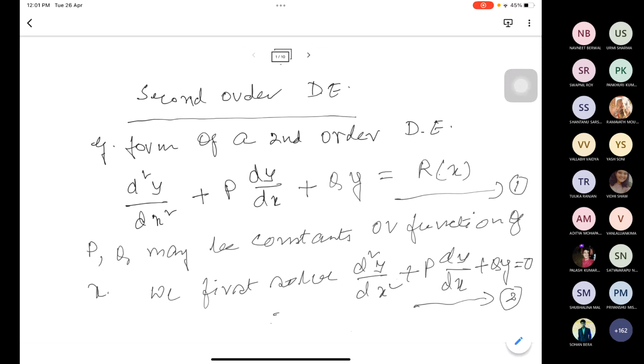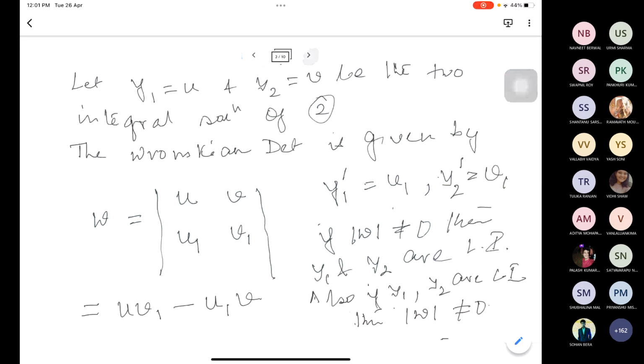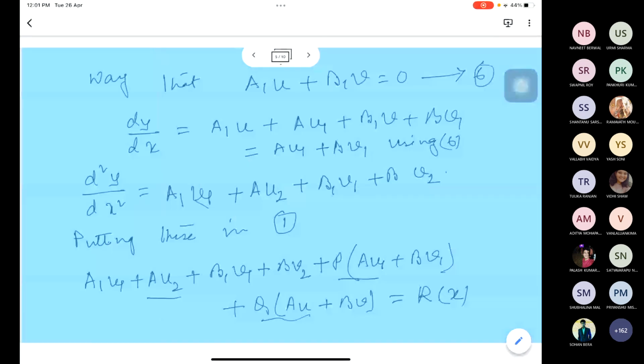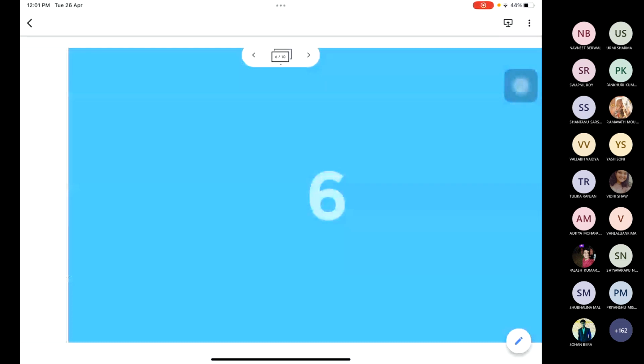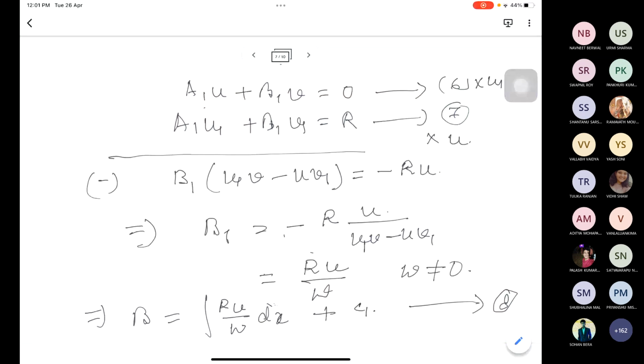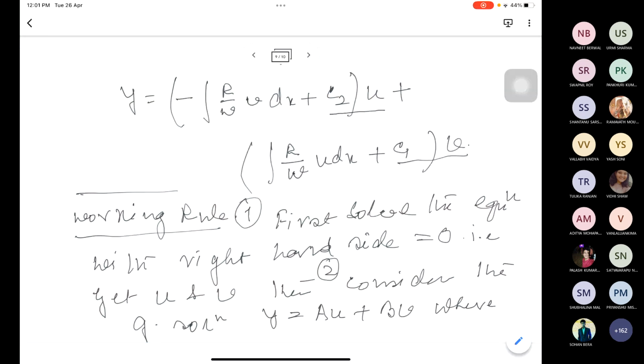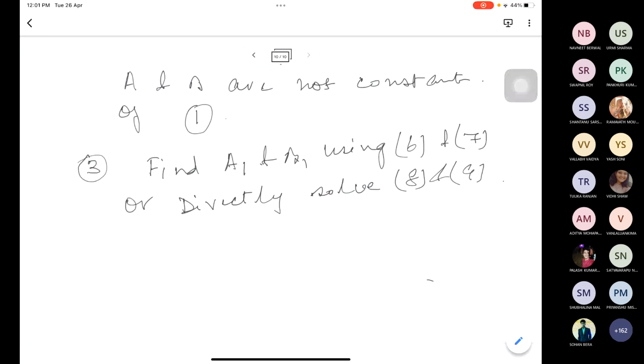Okay, so in the last class, we were talking about the method of variation of parameters, and we have seen how to solve a second order differential equation using this method. So today, first I will consider one problem.